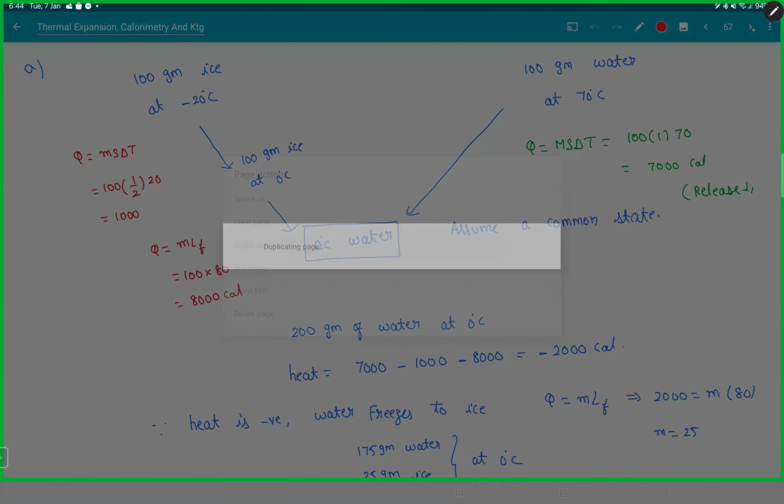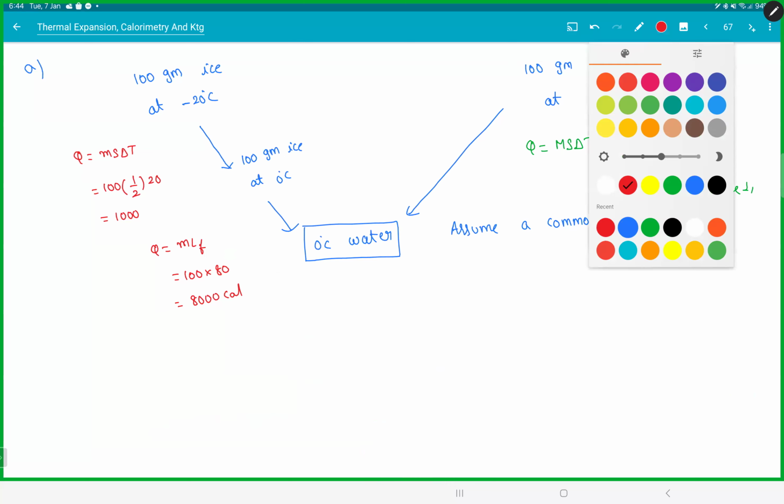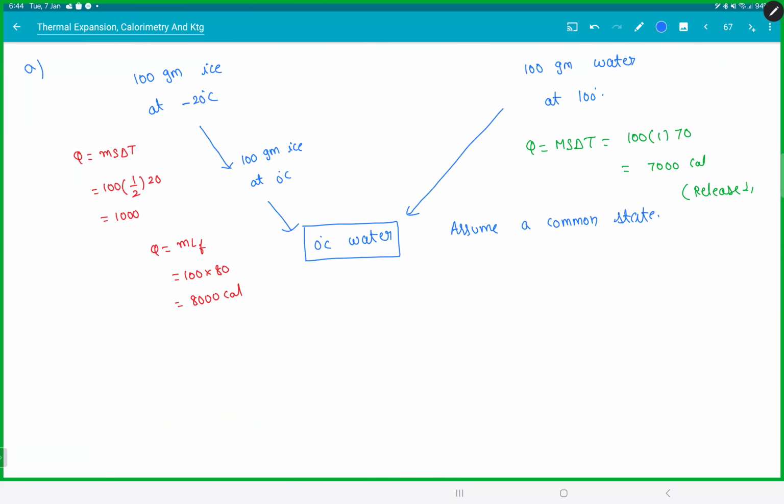It will be the same solution. Everything will be same. This will change here. This guy would be 100. So this will be 10,000 calories. Now see, what I got now is 200 grams of water. Now forget about mixing and all that stuff. And how much heat do you have? That guy released 10,000 and these people absorbed 9,000. So we have 1,000 calories of excess heat.